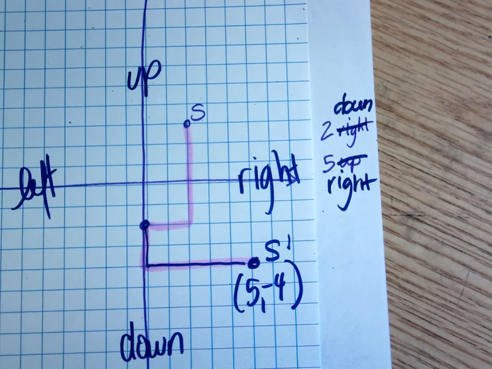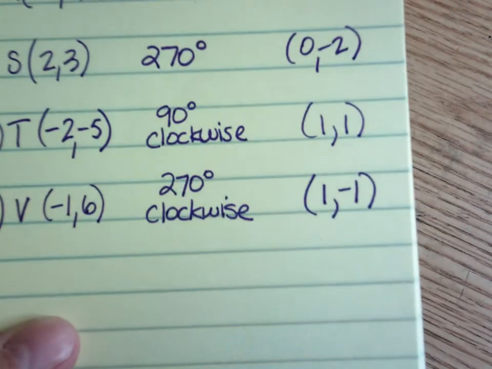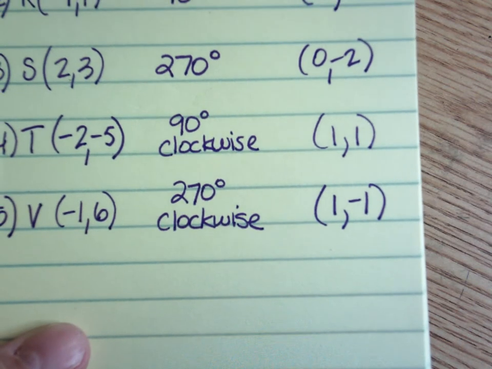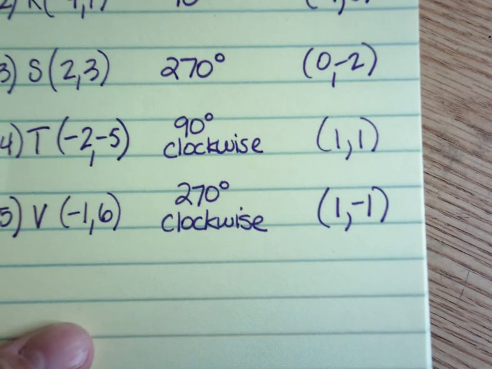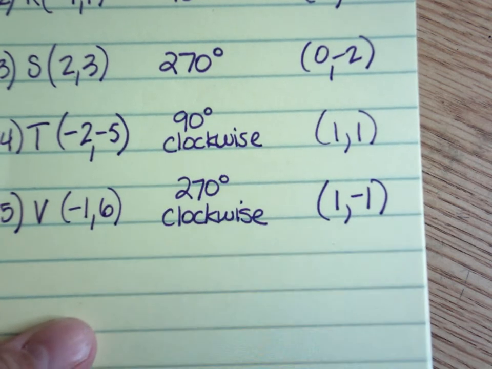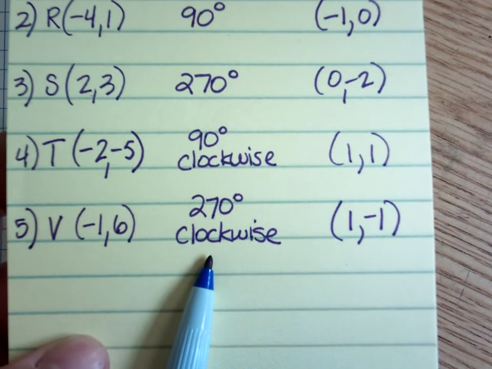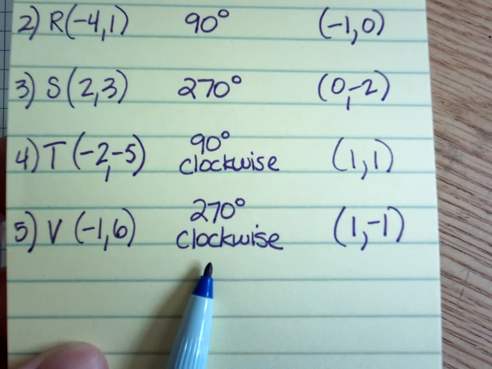Next point is T. This time we were asked to go clockwise. That's the same though. If you want to be consistent and always go counterclockwise, that's the same as going 270 counterclockwise. 90 clockwise and 270 counterclockwise are the same thing. Same idea here. 270 clockwise is the same as how many counterclockwise?